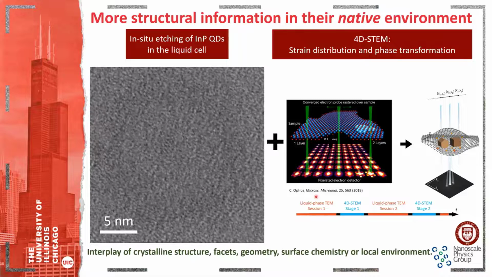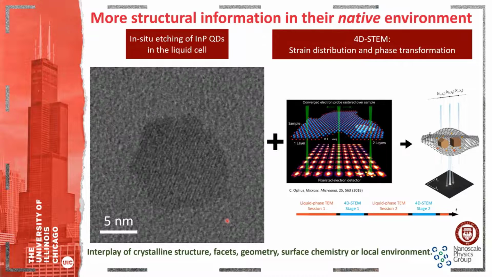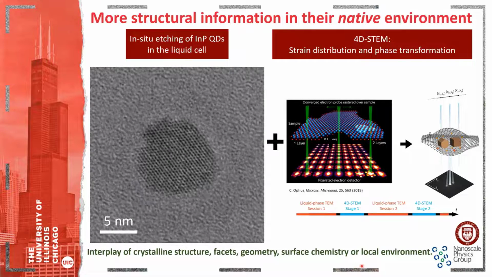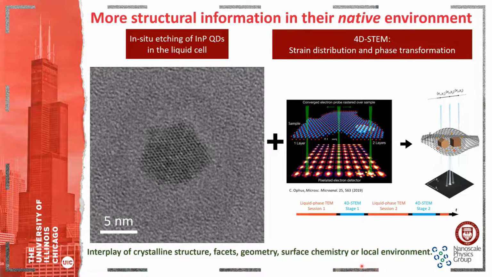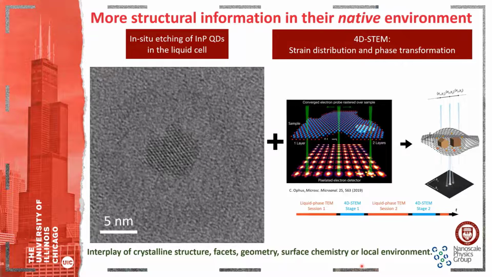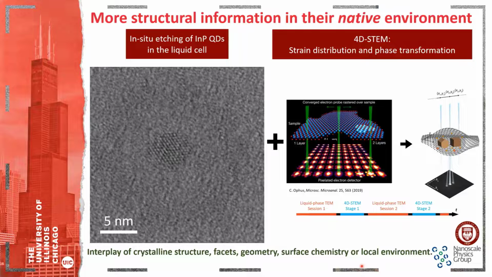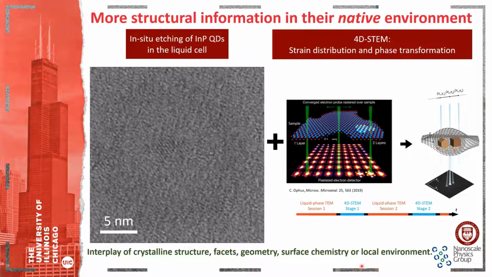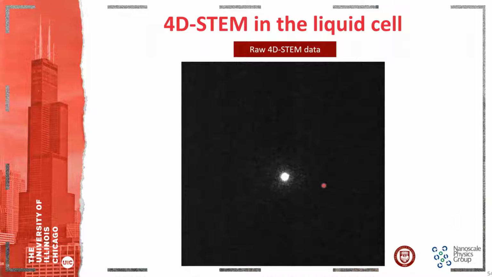Now, what you really want to see is the interplay between the crystal structure, the facets, the geometry, as well as the local chemistry, using this combination of high resolution imaging and 4D STEM analysis. So here is what the raw data set looks like.